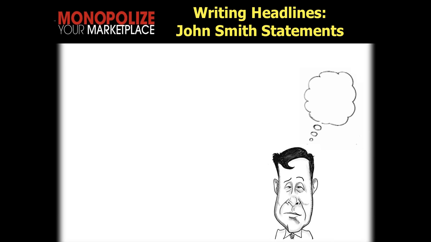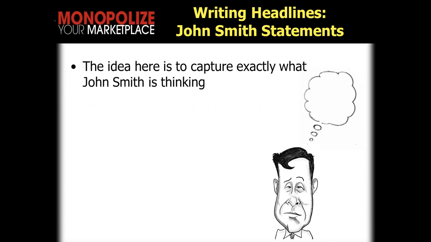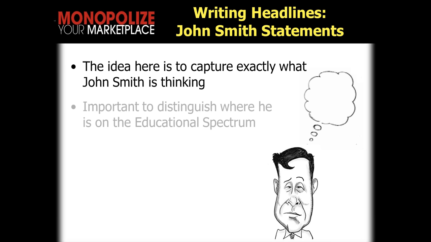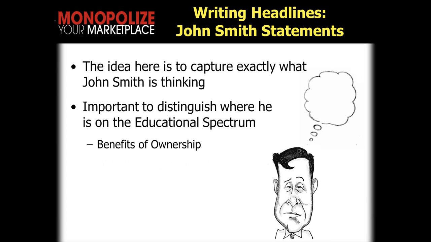It's a little methodology. It's pretty simple. This guy on the right-hand side represents John Smith. I don't know if that's John Smith or not, but it's the best cartoon I could find at the time. The idea here is to capture exactly what John Smith is thinking. Okay, now it's important to distinguish where he is on the educational spectrum. We've got three categories of hot buttons here: benefits of ownership, objections to ownership, vendor selection, right?